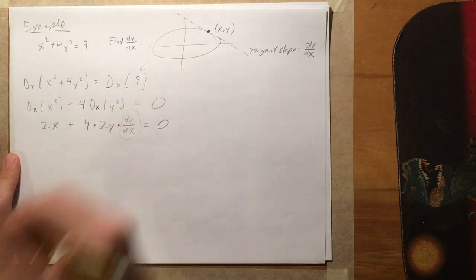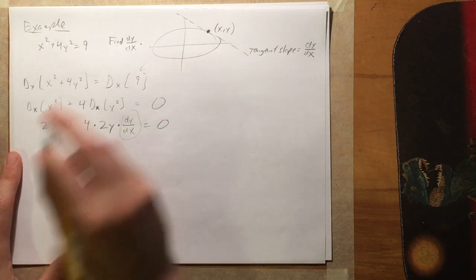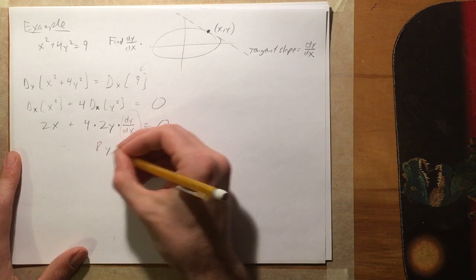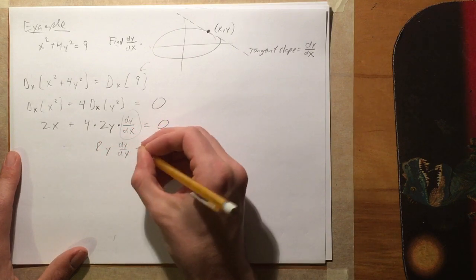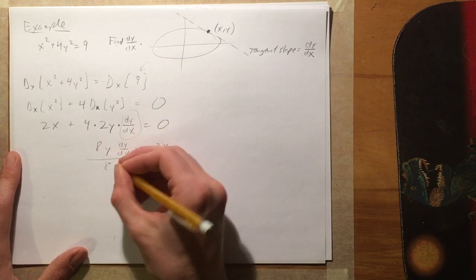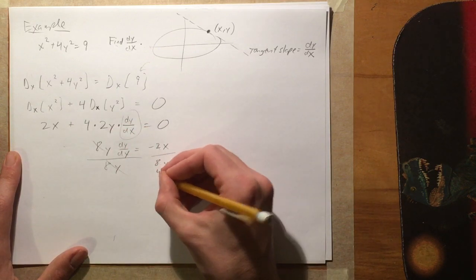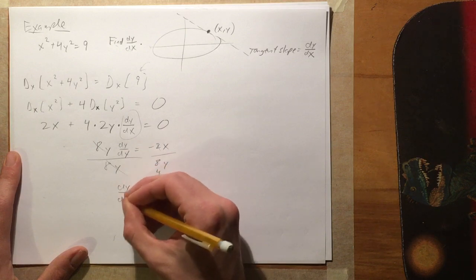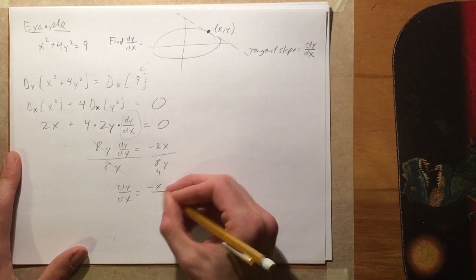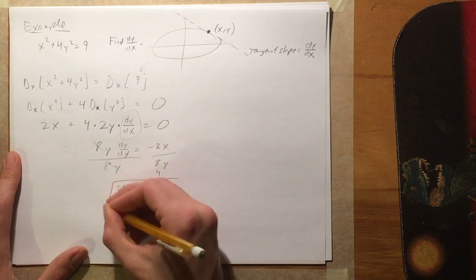So now we want to solve for the dy over dx in there. So we'll subtract the 2x from both sides, negative 2x, and then we'll divide by 8y. 2 goes into 8 4 times, so our dy over dx actually equals negative x over 4y, like that.